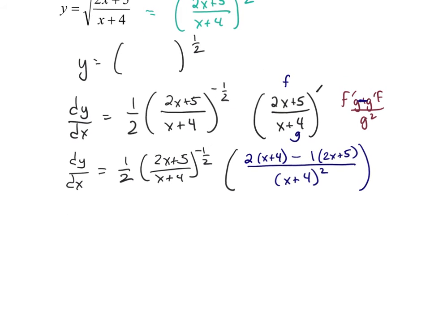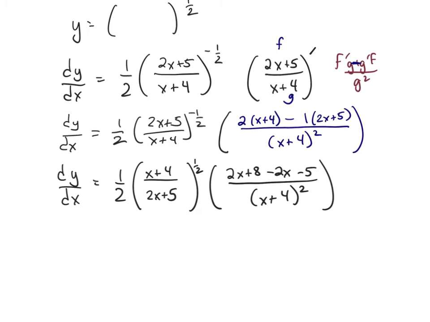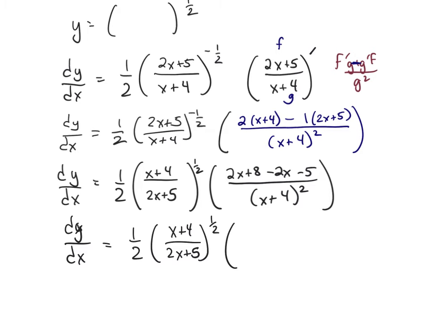So now this is actually the derivative. We have done all the calculus. Now we just have to simplify this monster. So one thing you can do, instead of flipping the whole fraction, I'm just going to make it the reciprocal. So if I flip the fraction like this, then I can get rid of the negative exponent, just make it positive half. Flipping it is the same as just doing 1 divided by a fraction. And now this in here is going to be 2x plus 8 minus 2x minus 5 all over x plus 4 squared. And you could try to simplify this more, but I'm going to stop here. I'll, of course, simplify that numerator, but I'm going to just stop at 1/2 times x plus 4 over 2x plus 5 to the 1/2, and this is going to be 3 over x plus 4 squared.